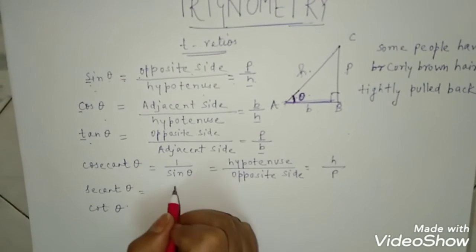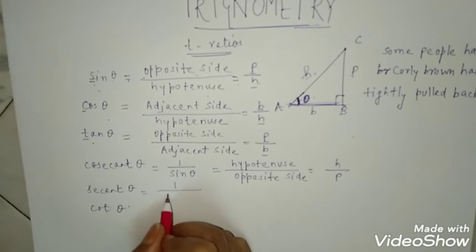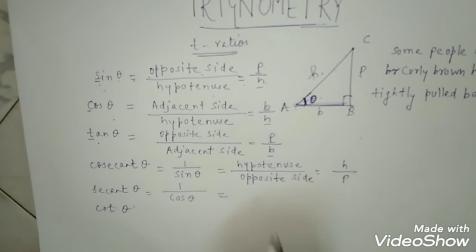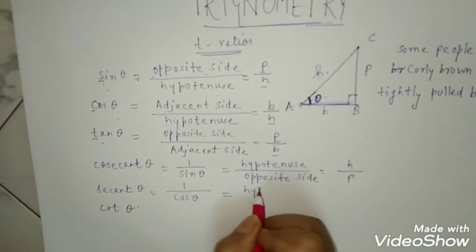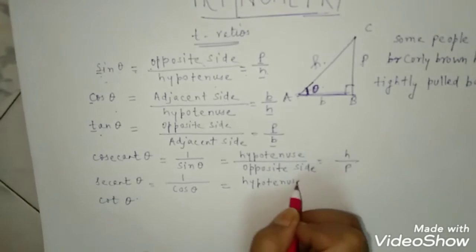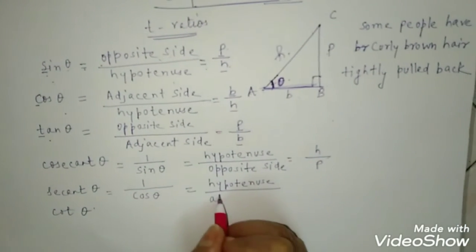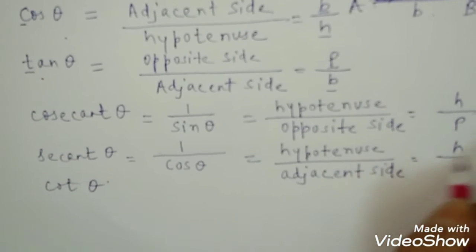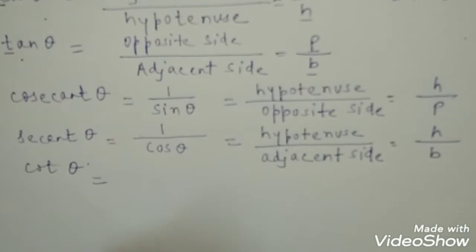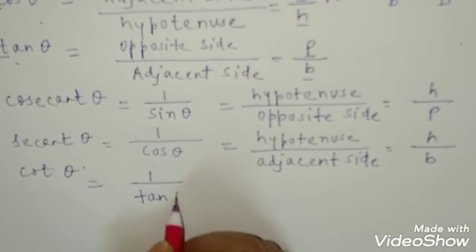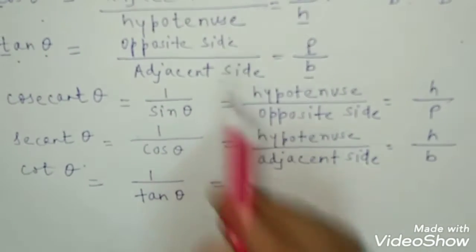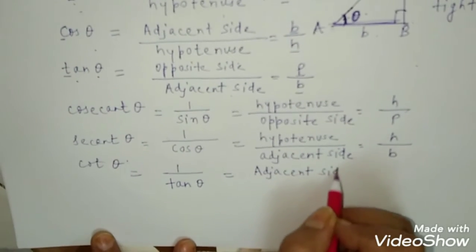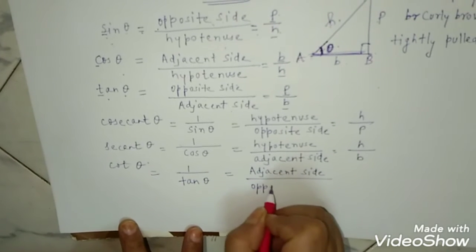Second is secant, which is the reciprocal of cos theta. What is our cos theta? Adjacent side by hypotenuse. So sec theta will be hypotenuse by adjacent side, H by B. Cot theta is the reciprocal of tan theta. Our tan theta is opposite by adjacent, so cot theta will be adjacent by opposite side.